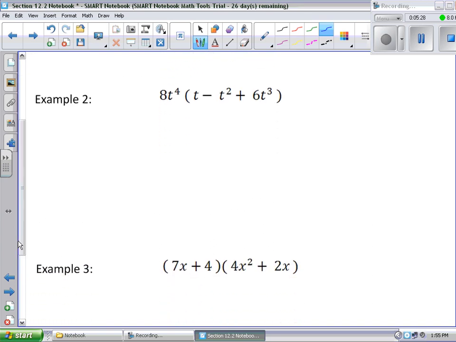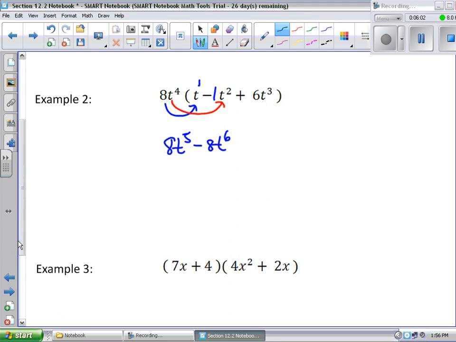8t to the 4th times the trinomial. We'll first multiply the 8t to the 4th times the t to the 1st. That will give me 8t to the 5th. Remember, we have to add the 4 and 1. You have to add the exponents when you multiply like bases. Then we have the 8t to the 4th times the understood negative 1t squared. 8 times negative 1 would be negative 8. And then the t to the 4th times the t squared would be t to the 6th.